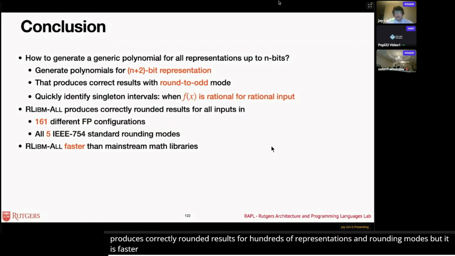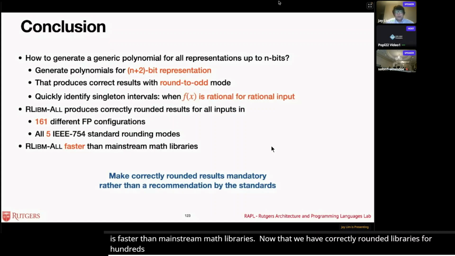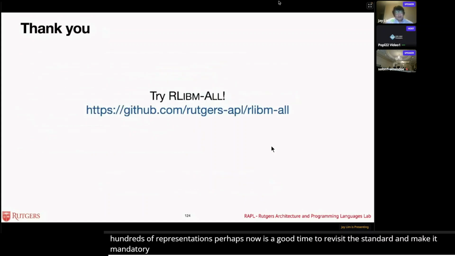Now that we actually have correctly rounded math libraries for hundreds of representations, perhaps it's now a good time to revisit the standard and make correctly rounded results mandatory rather than a recommendation. Thank you very much. RLibMall is available online and we're continuing to improve it. So if you're curious, please give it a try.